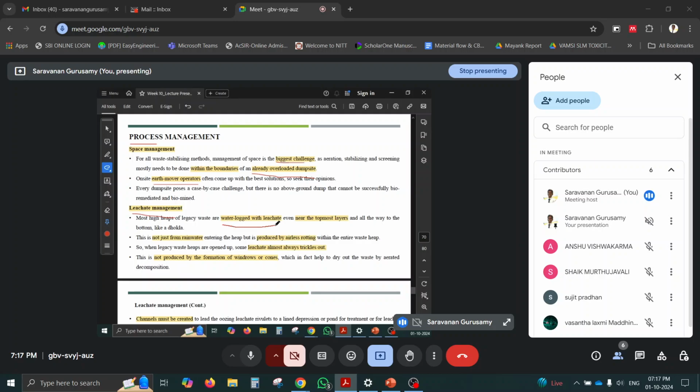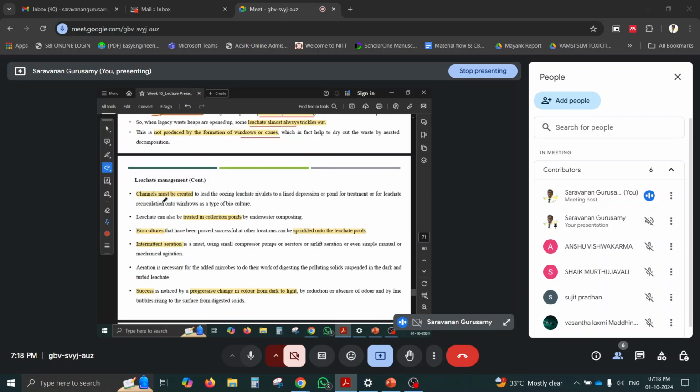The topmost layer is waterlogged with leachate, because the topmost layer will usually be some fresh waste. So there will be a lot of leachate accumulation, not only from rainfall but also due to anaerobic digestion. There may be some water generation, leachate generation. So if you start excavation, all this leachate will trickle out. It will not be produced if you form windrows or cones. You can easily bioremediate and stop the leachate generation.